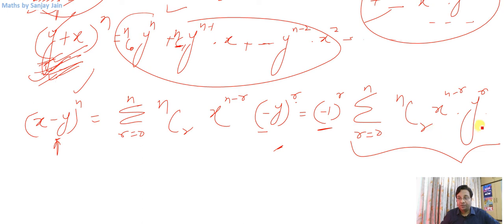And what will happen to the odd powers of y? Those terms will become negative. The terms with odd powers of y will become negative. Okay.